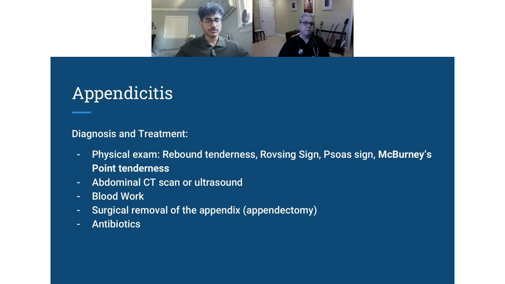And in terms of what we look at in the healthcare setting and what we do to treat it, generally we do a physical exam and check for rebound tenderness, which is pain when we press and immediately release pressure from the belly. And there's a few physical exam signs that I'm going to get into immediately afterwards. And generally, they'll do some kind of scan, like a CT scan or an ultrasound, some blood work, and the ultimate treatment is surgically removing the appendix, also known as an appendectomy, and antibiotics.